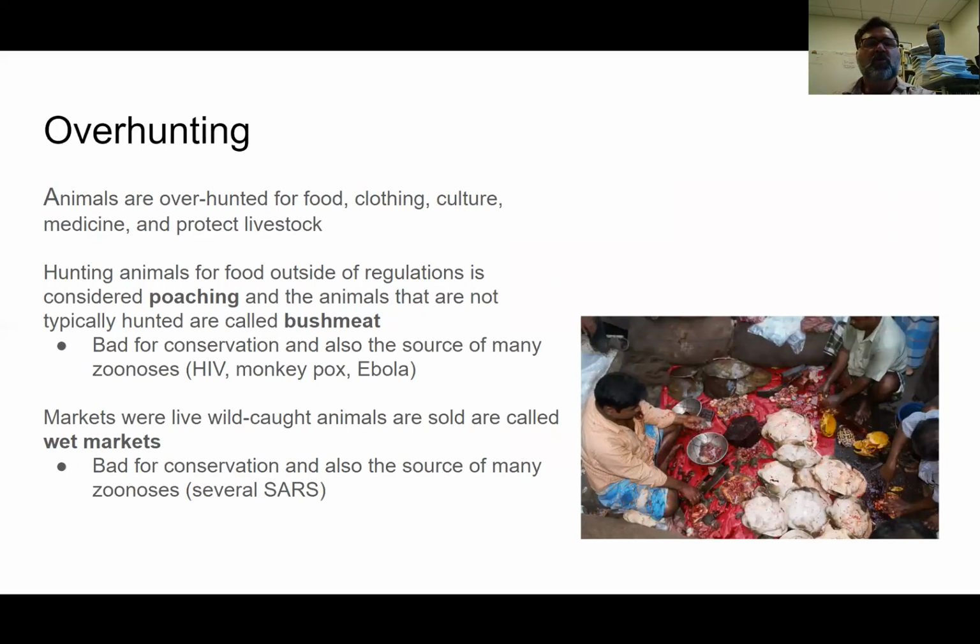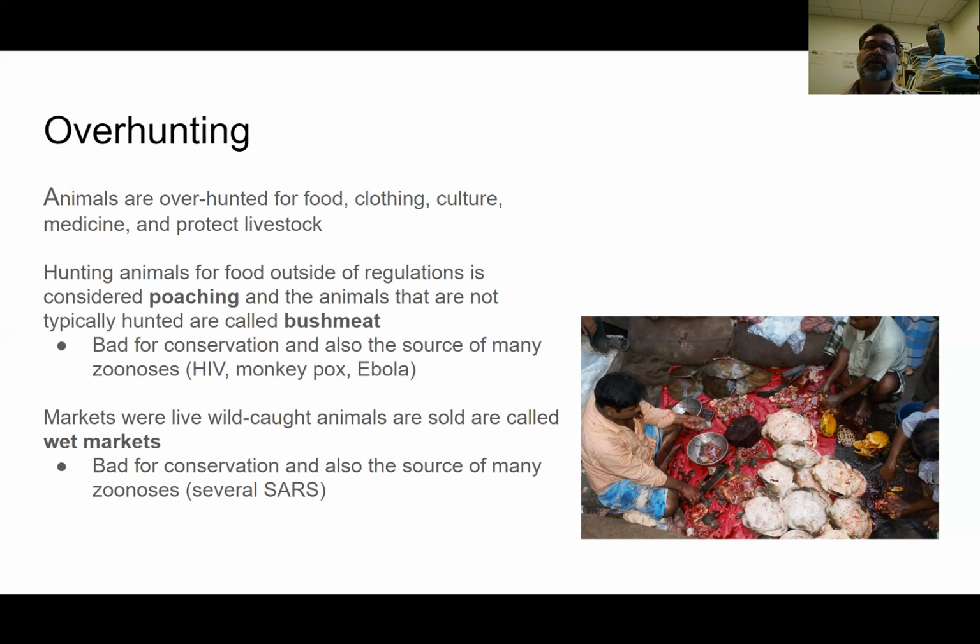So what we consider to be overhunting is when we exceed the maximum sustainable yield and we are no longer taking animals or plants or anything out of the population in a sustainable way. Why does it happen? Animals are overhunted for food, for clothing, for culture, medicine, and to protect livestock. When you take animals outside of regulation, that is considered poaching. And those animals are typically considered to be bushmeat.